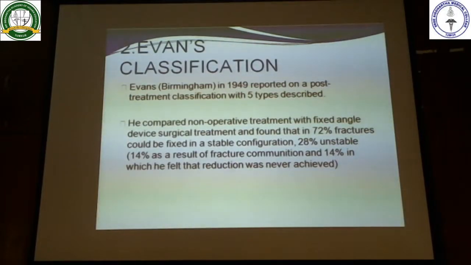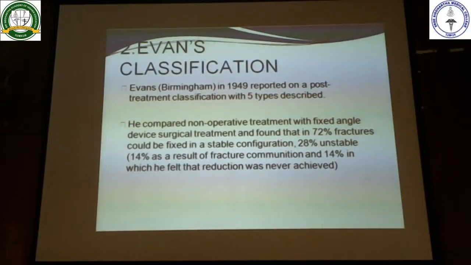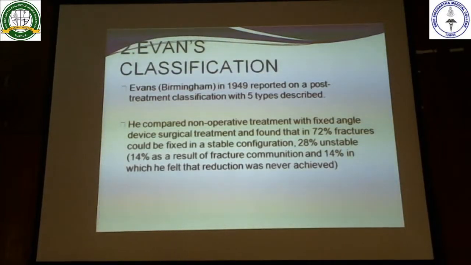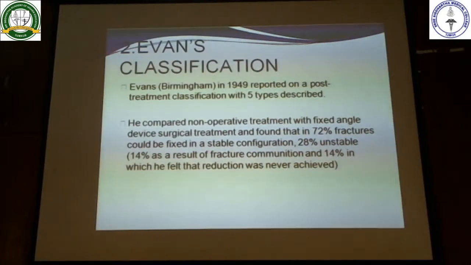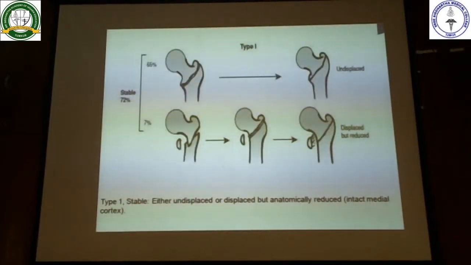And among that 28%, 14% were because of fracture comminution and 14% reduction was never achieved. So 28% were totally unstable. About half of them, 14%, were because of the comminution, and in the remaining 14% they could never reduce that fracture. So based on the treatment that he observed, he classified the IT fracture into different subtypes.